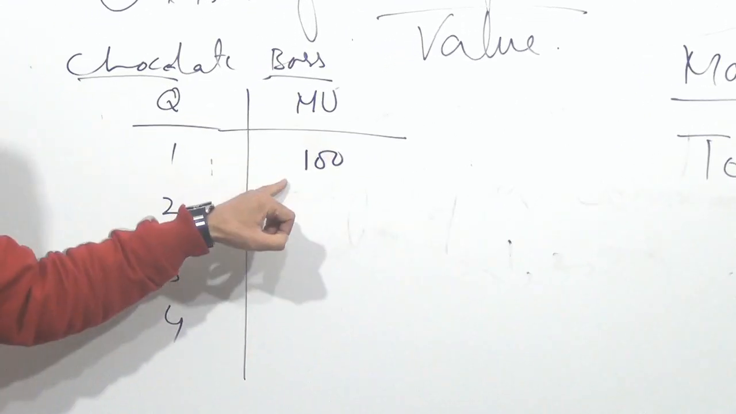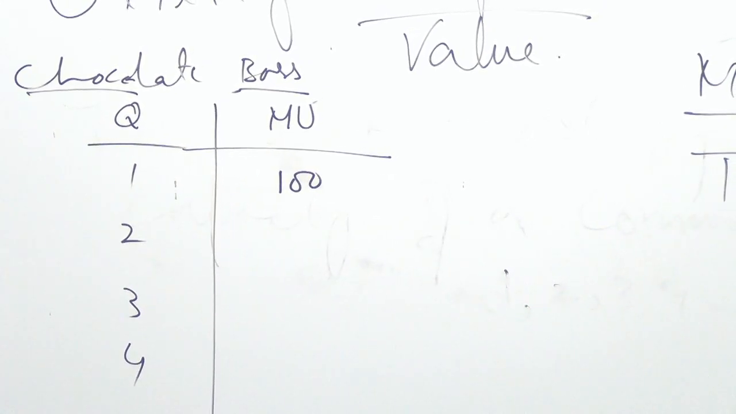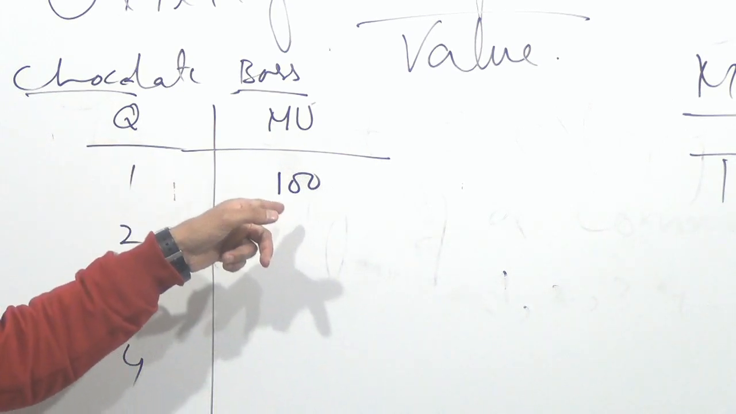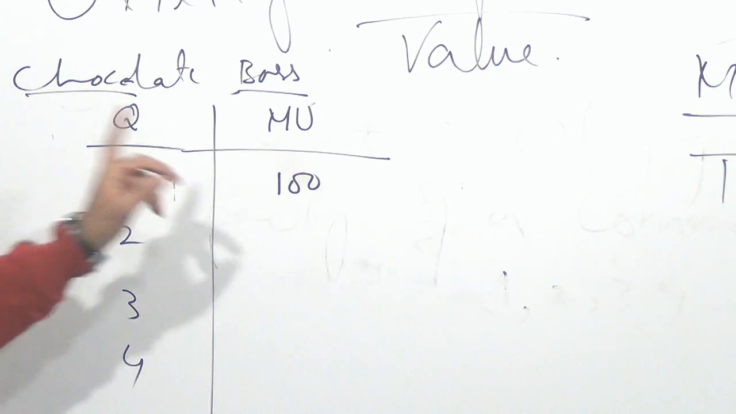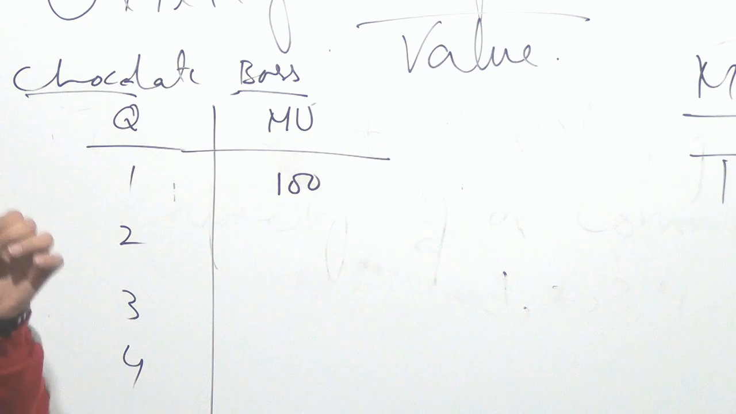I am going to evaluate it on a unit basis. The unit changes I am going to take into consideration. So the first unit will impart me 100 utils of utility. What will happen while I consume the second unit of the chocolate bar? I won't be able to maximize the utility, but the utility will come down a bit.